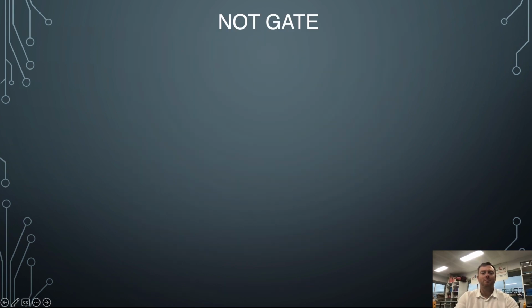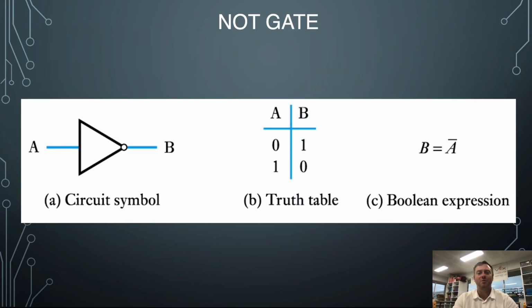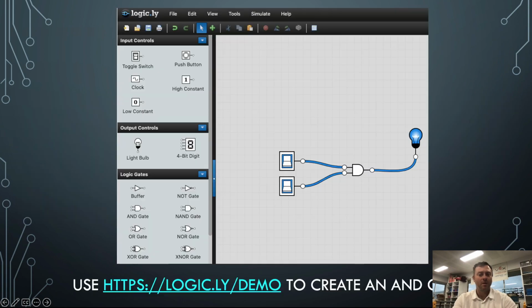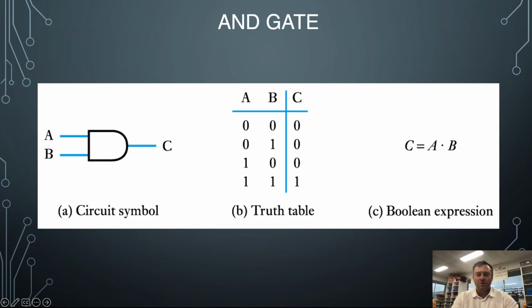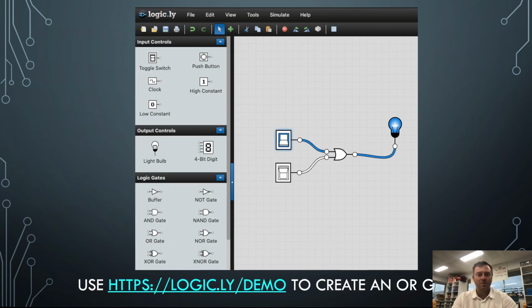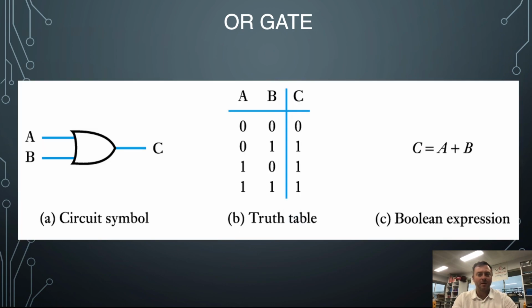A NOT gate basically means NOT, it flips it. So zeros become ones, ones become zeros. In the Boolean expression, you'll see a little hat over the top of them. So there's the circuit. You've done the AND. The OR gate works exactly the same. Sometimes you'll see Boolean mathematicians saying it's a plus symbol because it's similar-ish to plus.